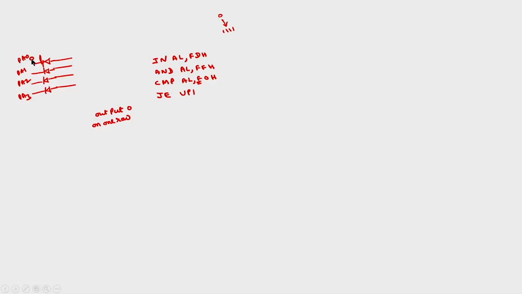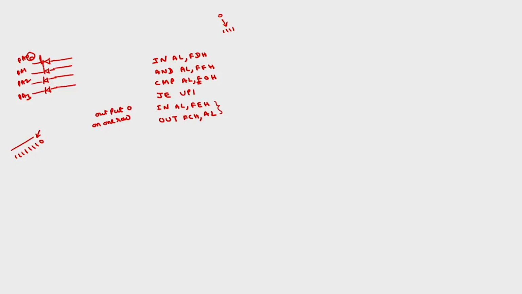So what are the instructions required to send the 0 on PA0? MOV AL, FEH. FEH means 1111 1110, so only the least significant bit is 0, and the remaining bits are all 1s. This I am going to output onto port A. The port A address is FCH: OUT FCH, AL. So with these two instructions, 0 will be sent on PA0.